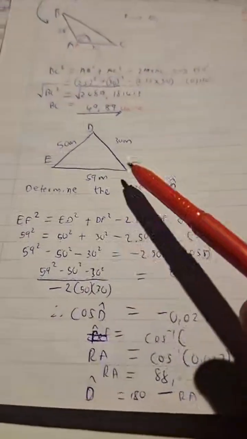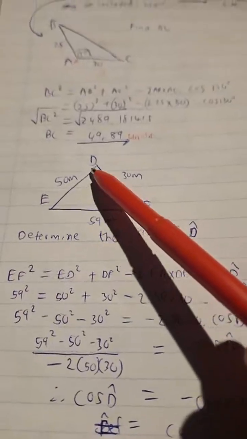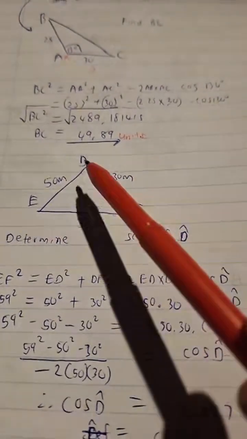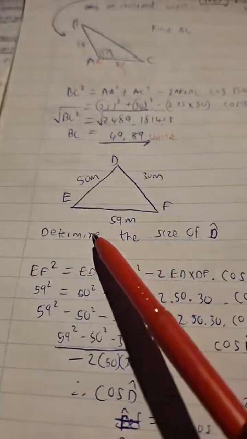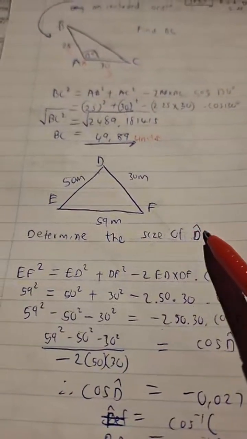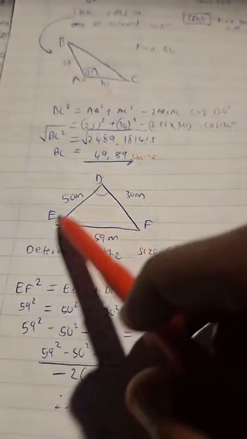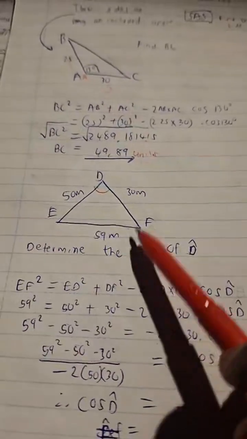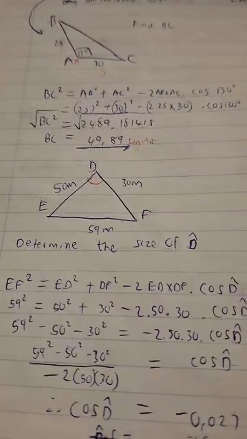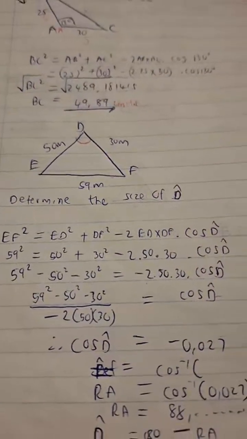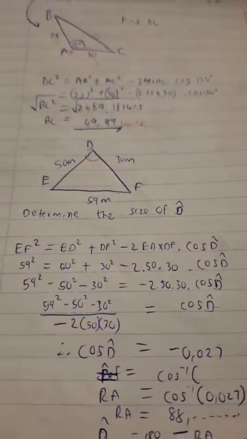Let's look at another example. Look at this one. 50 meters, 30 meters, 59 meters, triangle DEF. Determine the size of angle D. Where is angle D? Let's identify angle D. There it is, in triangle DEF. What type of triangle is it? We would just assume it's a right angle triangle. Therefore, we are going to use the cosine rule, because we have S, S, S.